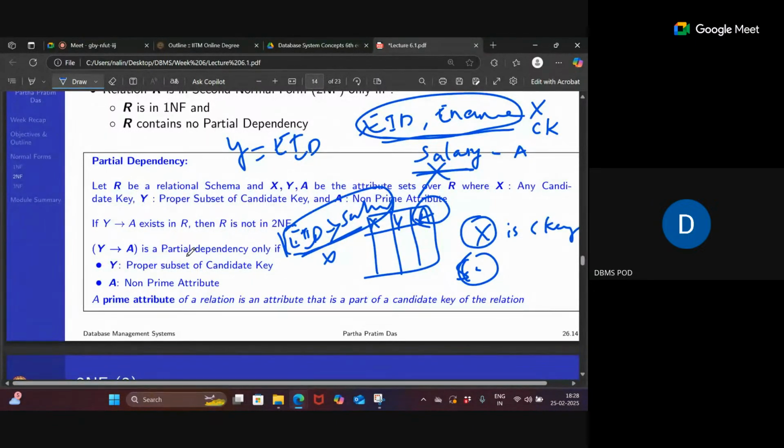So Y determines A is a partial dependency. That means a part of our candidate key is determining a non-prime attribute, which is called partial dependency. So Y is a proper subset of the candidate key and A is a non-prime attribute.